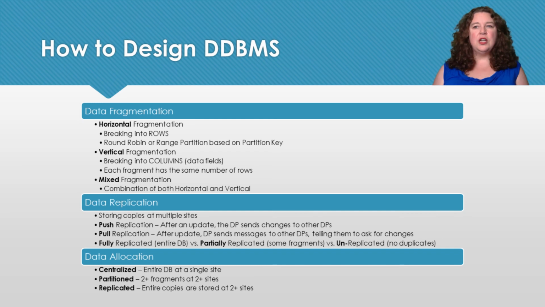We can say based on this concept. We can say we want to round robin it, we want to pick and choose, or we want to use range partitions to decide which ones are getting broken up, how they're getting broken up, and how they're being sent.